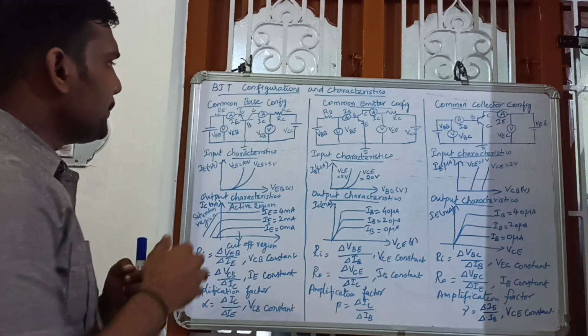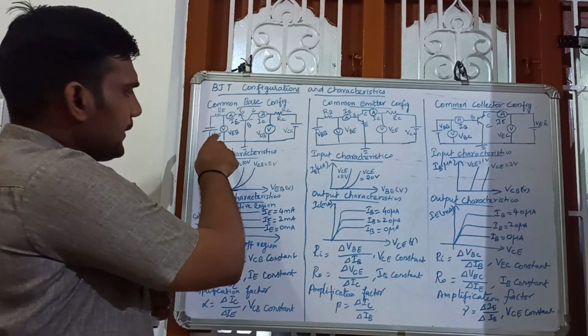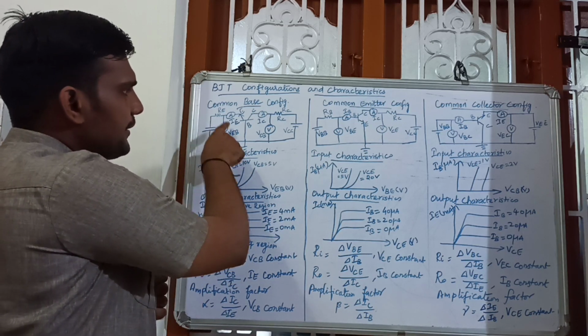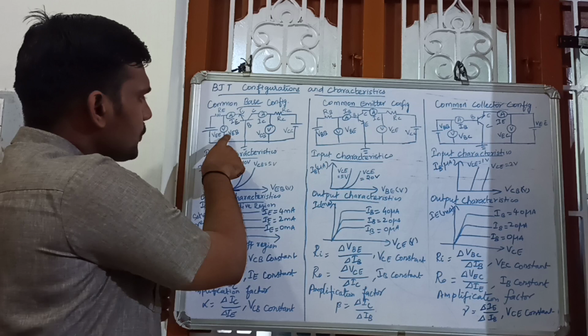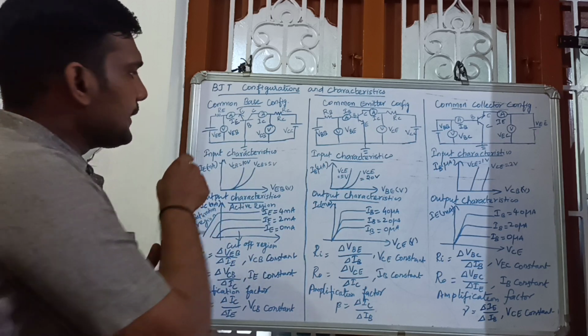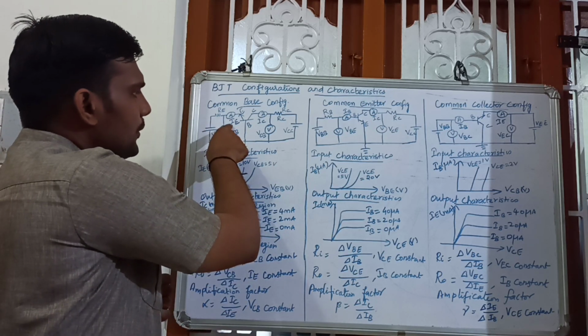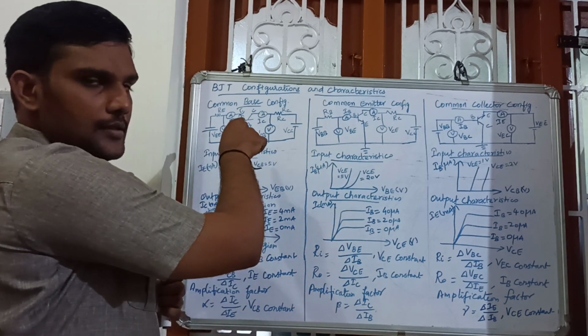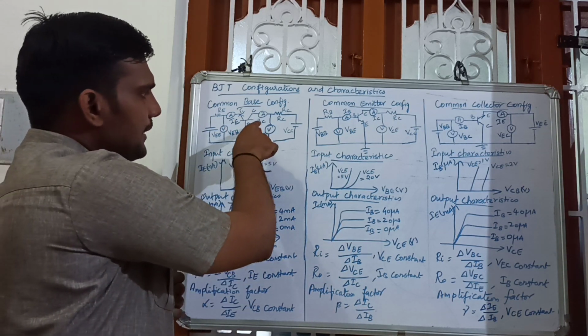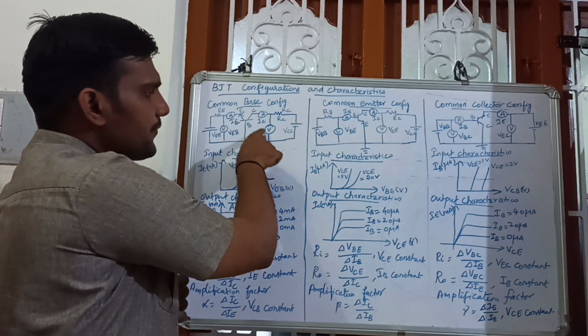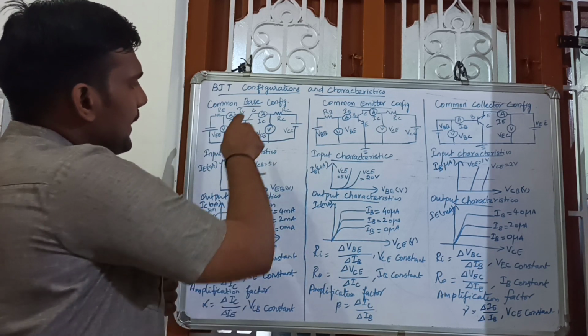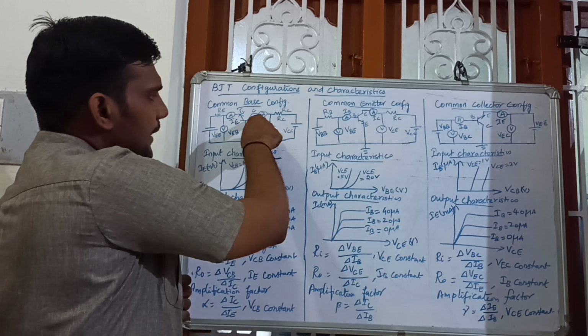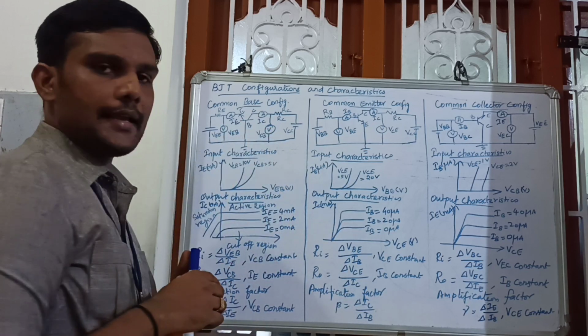So at the input side, the two parameters are measured. The voltage is measured between the emitter and base, so it is VEB. And the current is measured at the emitter terminal, so it is IE. At the output side also two parameters are measured. The voltage measured between the collector and base, so it is VCB, and current is measured at the collector terminal, so it is IC.